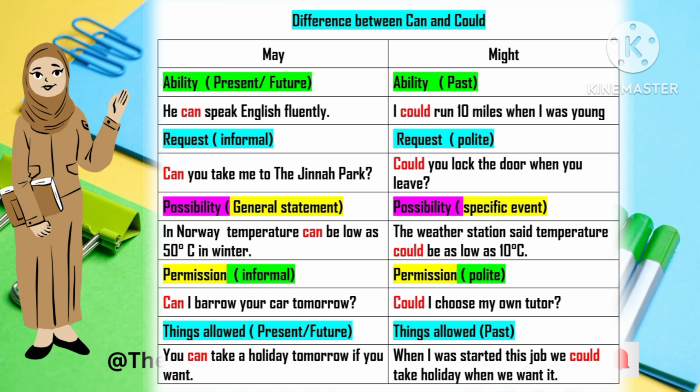So these are can and could, how we use can and could in different situations or different sentences. It shows the ability, request, possibility and permission. Can is used for the present and future tense, and could is used in the past tense. Hope so it is clear.